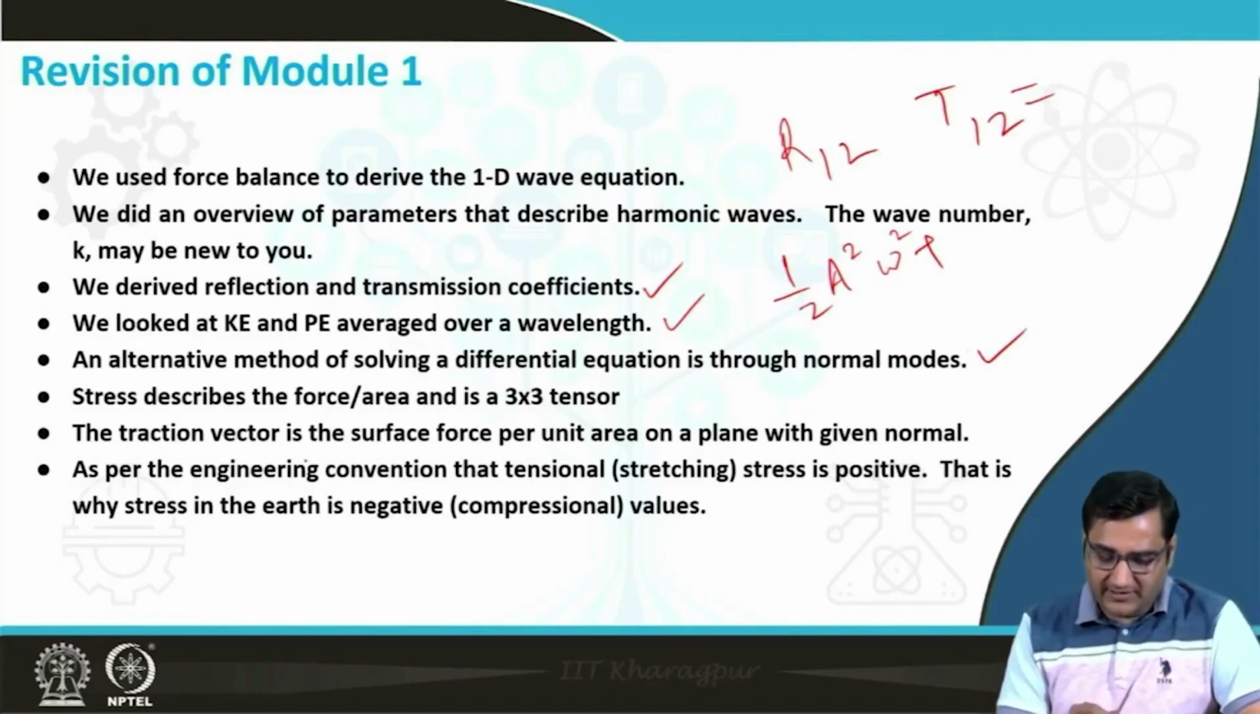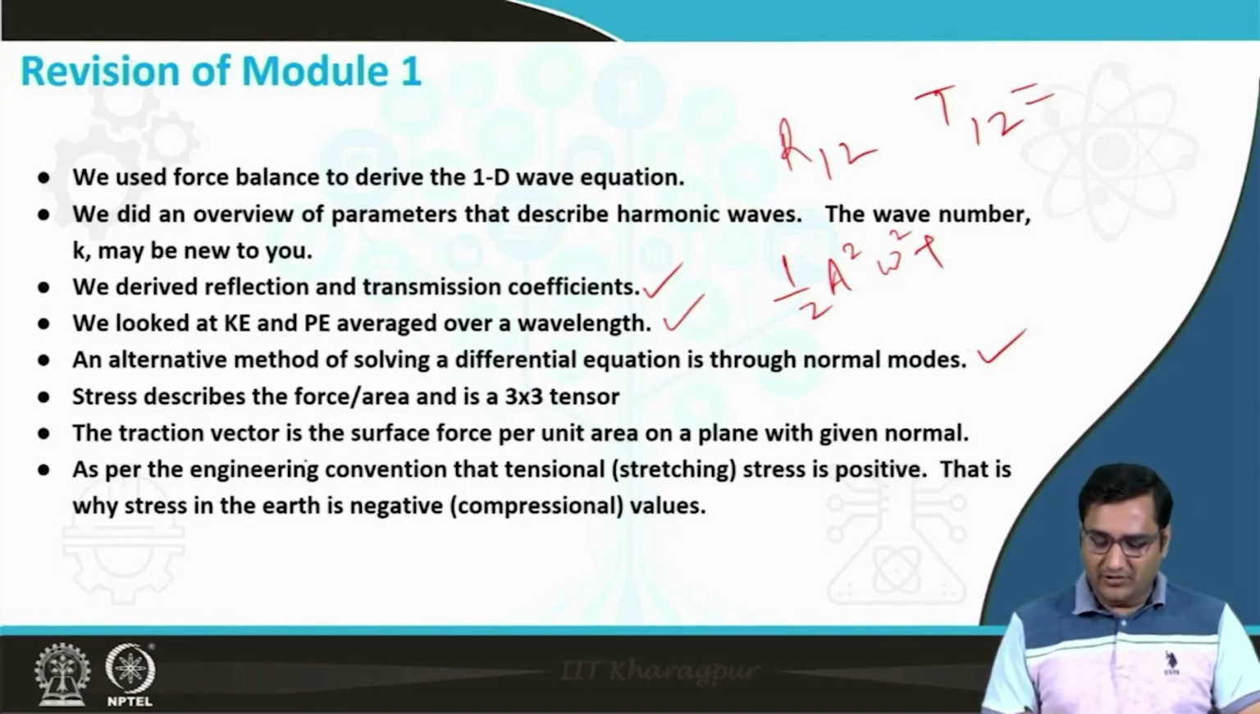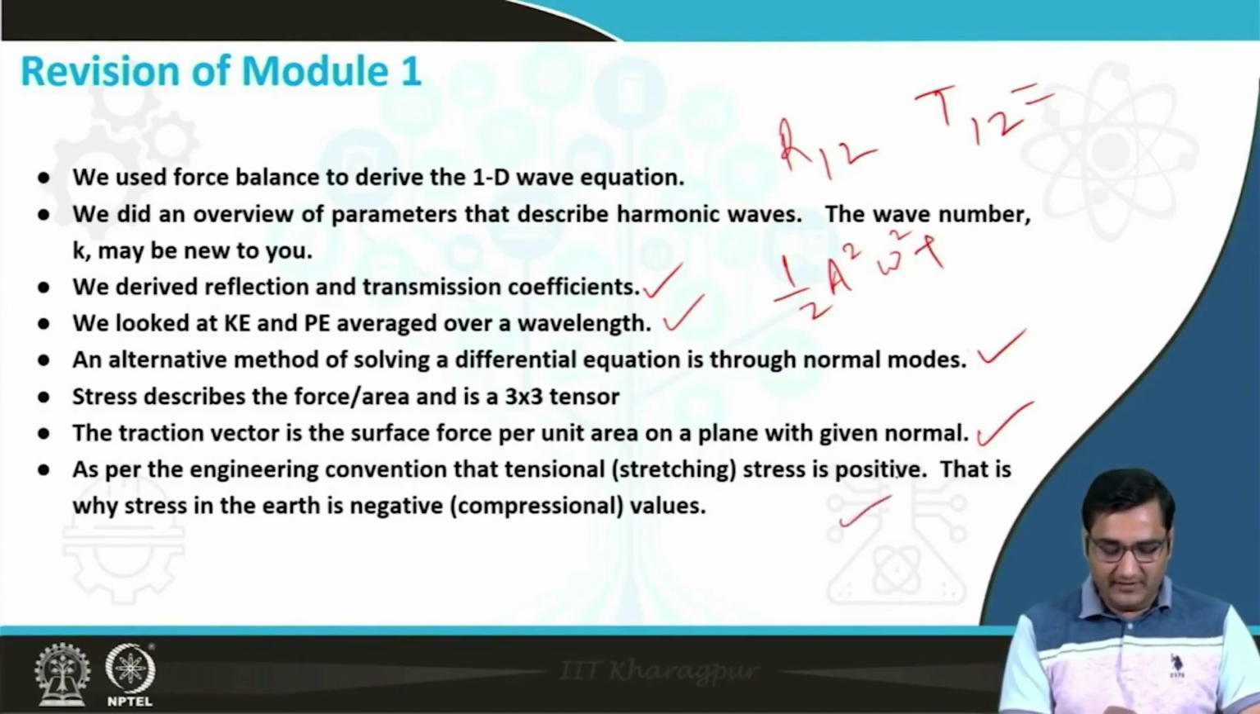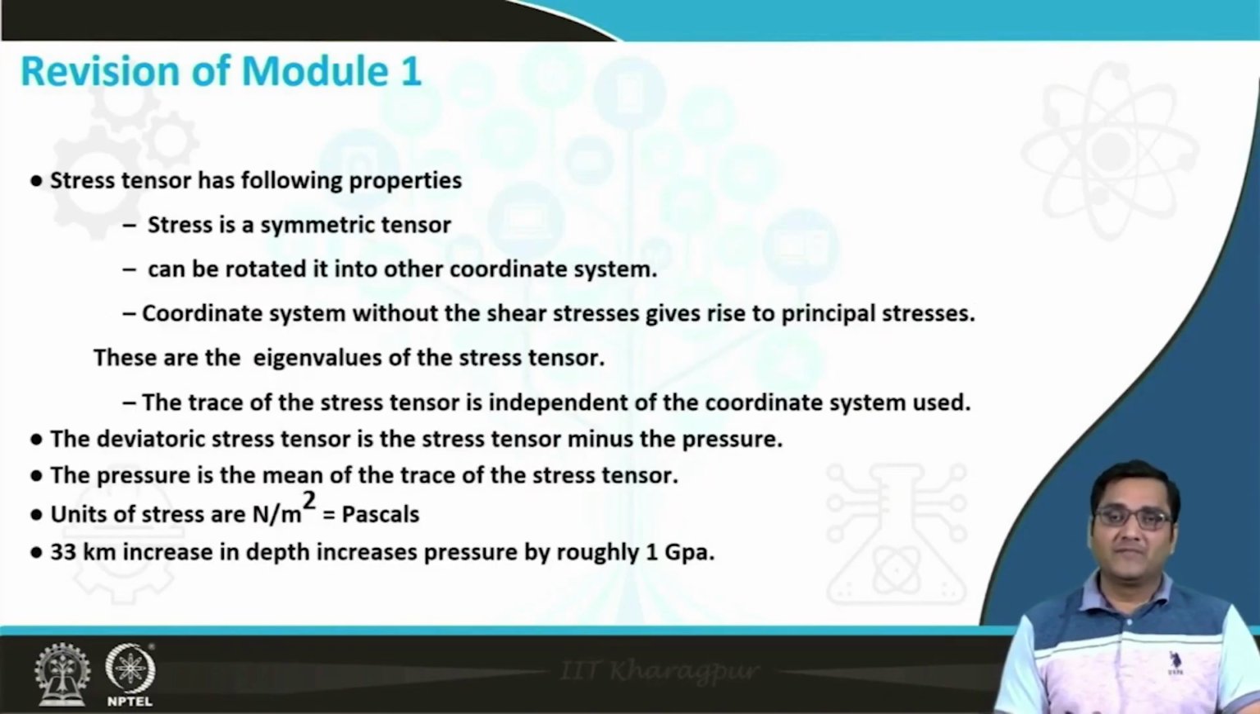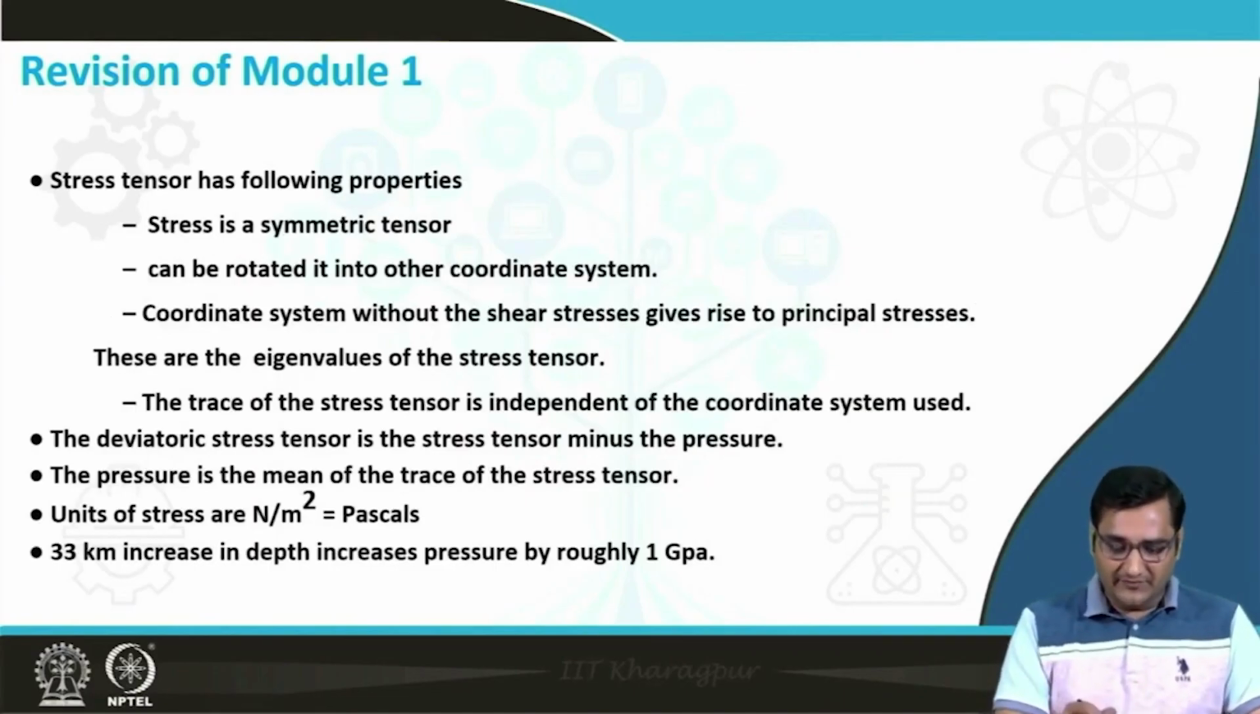And the traction vector is the surface force per unit area on a plane with a given normal. And in engineering, the Shearer and Stein book uses the engineering convention, in which tension is positive, and that is why stress in the earth is going to be negative. And the stress tensor, we saw, has the following properties. Stress is a symmetric tensor.